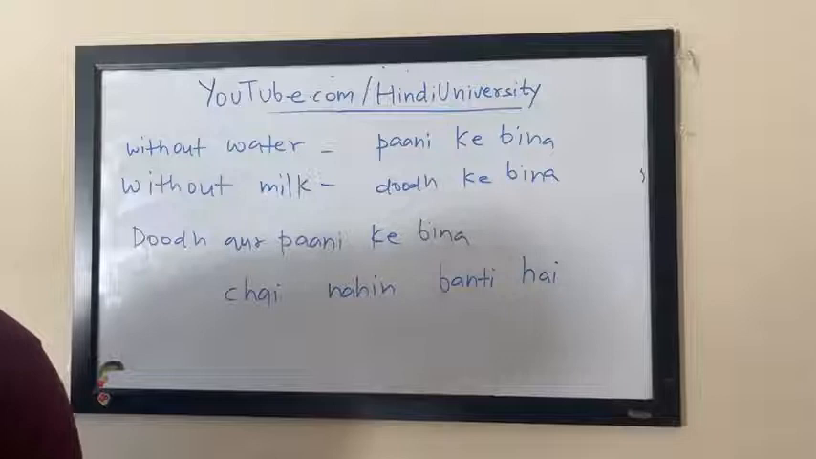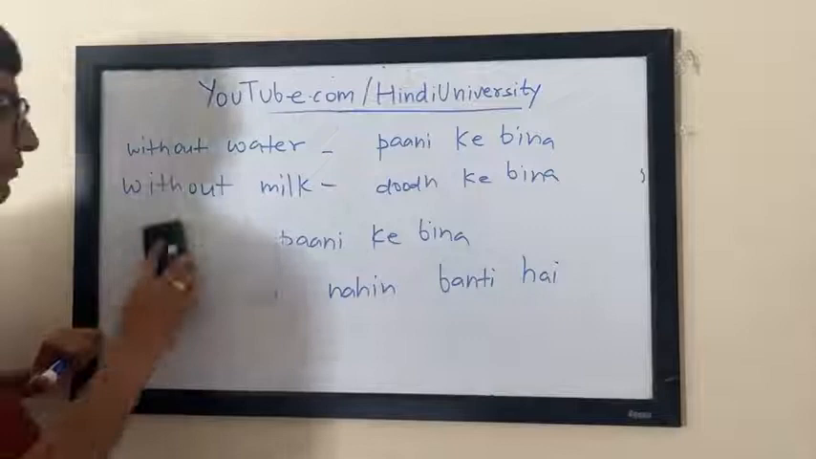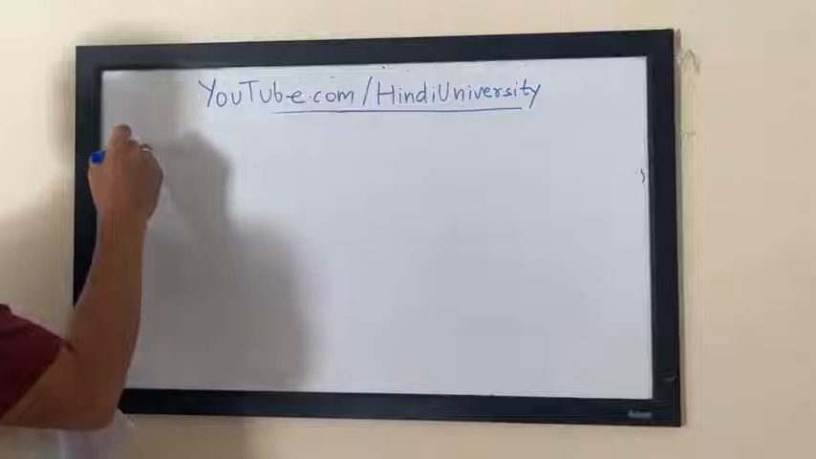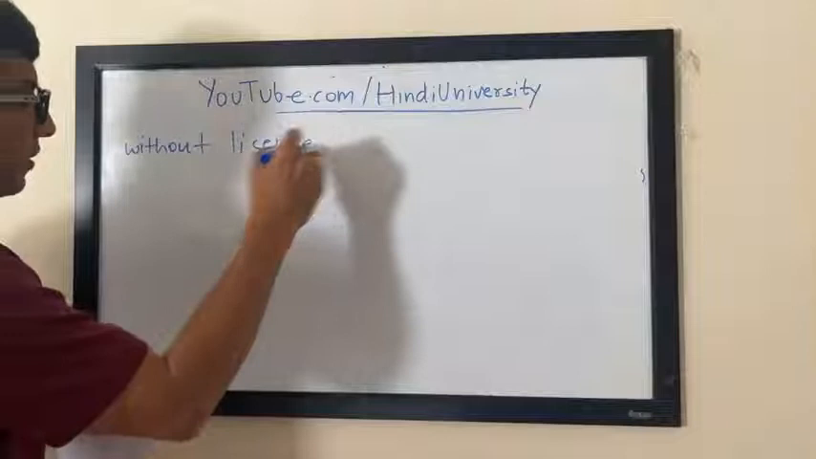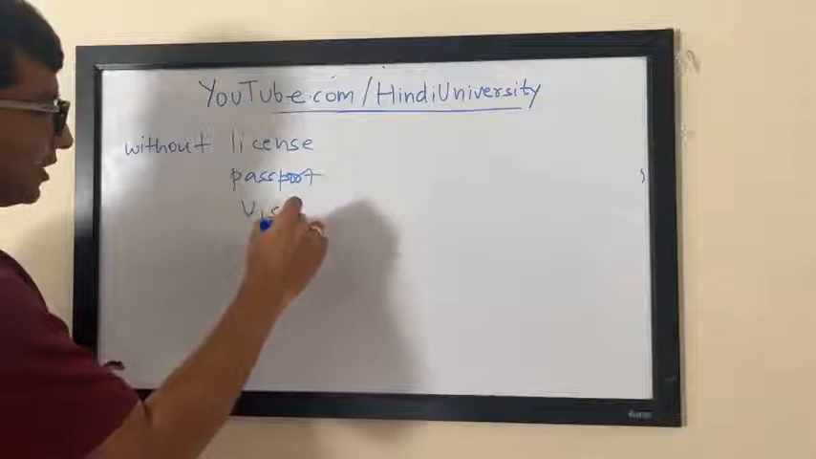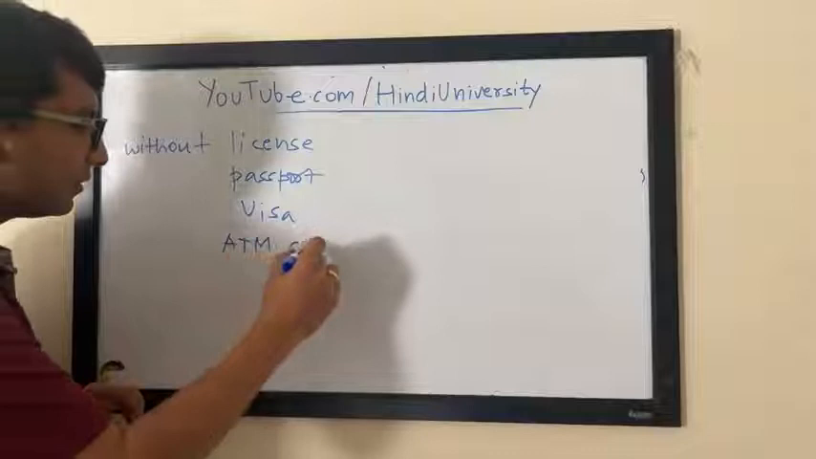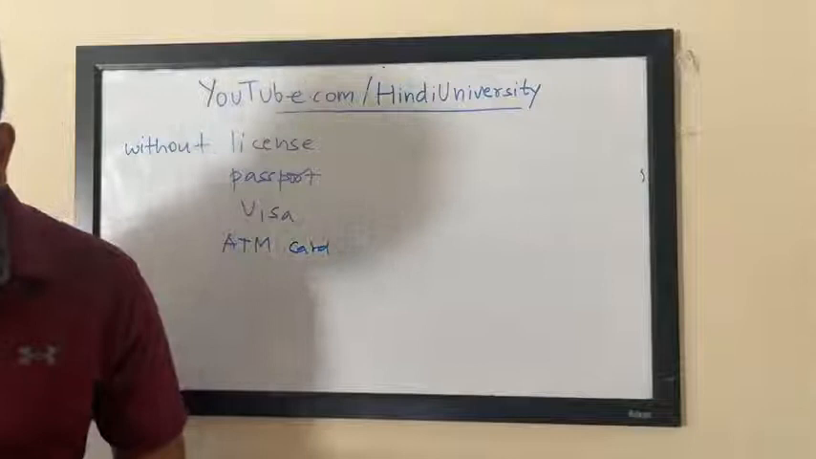Let's see. I have a couple of more sentences here. Once you get one of them, then it's much easier. You can change it. So think about something like any document, which is like a without license or passport or visa. You get the point where I'm trying to go with that, right? You can make a variety of sentences with that. Because without these or without ATM card, there are a lot of things you cannot do, right? So there you have a possibility of thinking and making more Hindi sentences. So let's see, Manohari ji, you want to give this one a try?